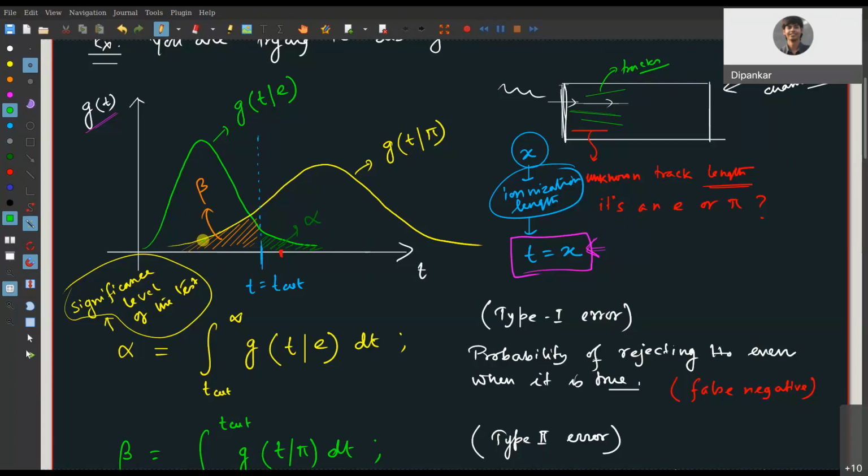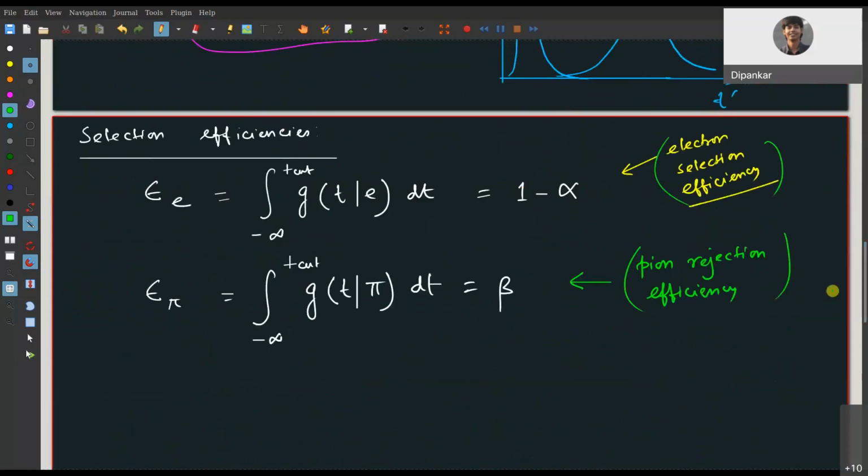So if you want to accept all electrons, then this t cut should be at infinity. You should include everything. But then there is a problem that you are including pions as well. There are too many pions to deal with. So that's why you are forced to place a cut. And whenever you are placing this cut, you are accepting fewer electrons than the total number of electrons. So the fraction of electrons that you are accepting because of this t cut is defined as your electron selection efficiency. This is 1 minus alpha. So alpha is the thing that you are chopping off.